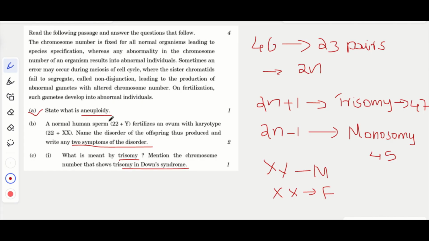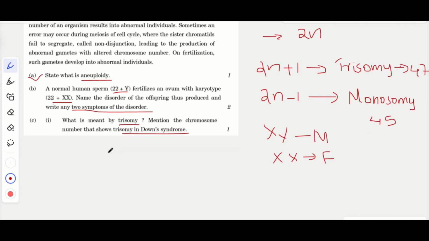So we have completed the first question. Now let's check the second one. In the second question, we have to write the two symptoms of the disorder. So what will be the disorder here? The case is that they have both X and Y chromosomes. So the sex chromosomes will be XXY. Okay, so what is the name of this particular syndrome? That is called Klinefelter syndrome.